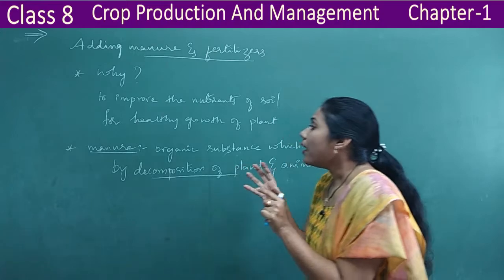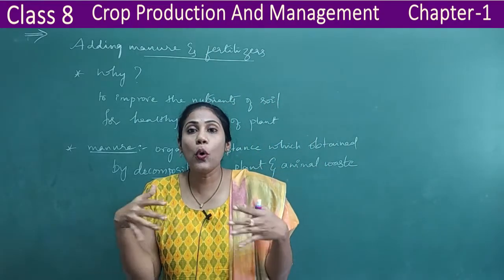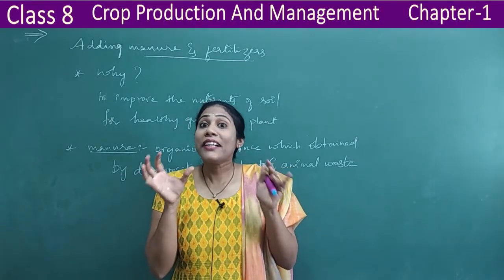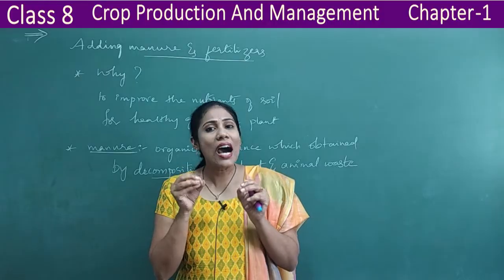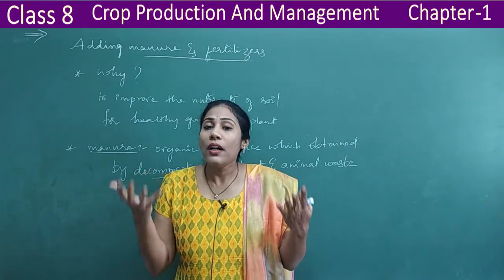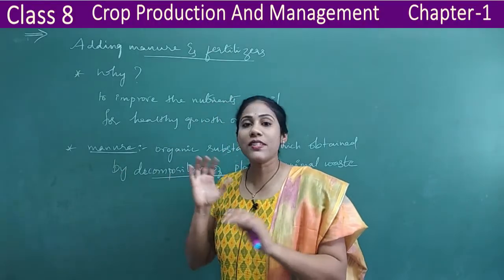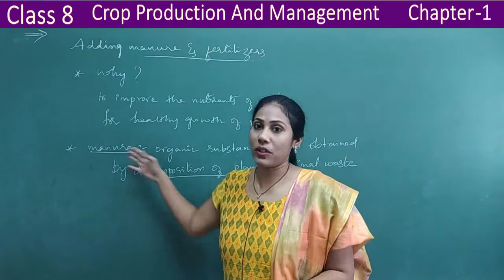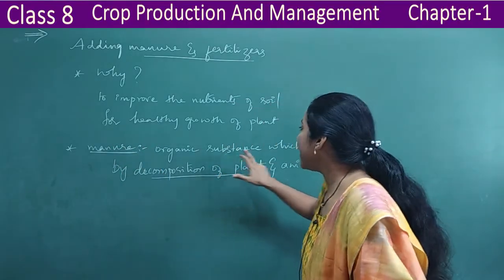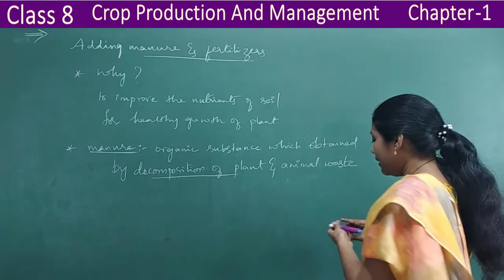So after that we get some new chemicals. Once the older chemicals got broken down, we get new chemicals. Actually, those chemicals are rich in nutrients for the soil. So that's how the nutrients are increased in the soil. So that is called organic manure. I mean, it is called manure. So what's a manure? Organic substances which are obtained by decomposition of plant and animal waste.